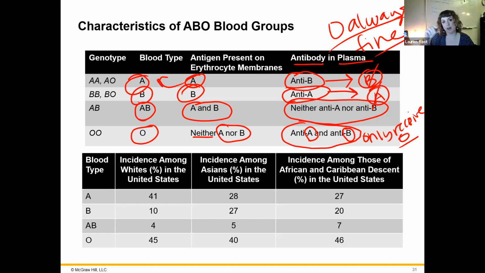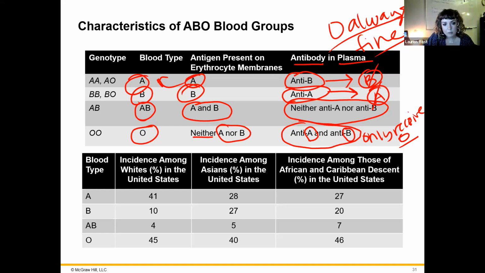So which blood types can you give O to? Well, it's not on this list with the antibody part because everybody can get it. You can't have anti-O because it's part of the normal. It's the basic. It's the start. It's the baseline. So anybody can get O. But if you're O, you can only get O.